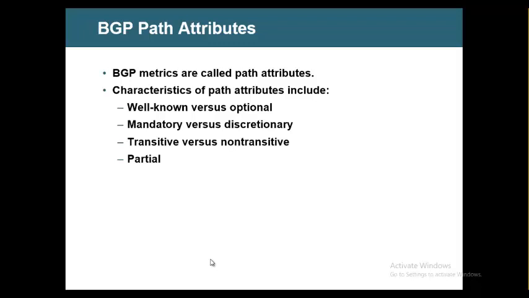Some attributes are discretionary. May be present, may not be present. That is discretionary. Some are optional. That is also kind of maybe present, may not be present, but there's a connection between the optional and transitive and non-transitive. So more detail is coming in the next slide.